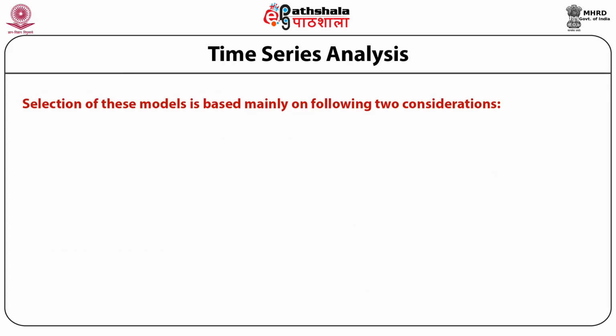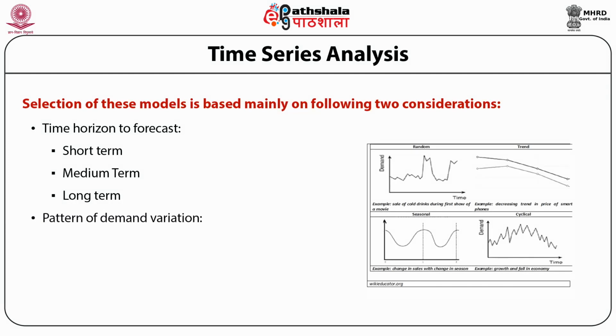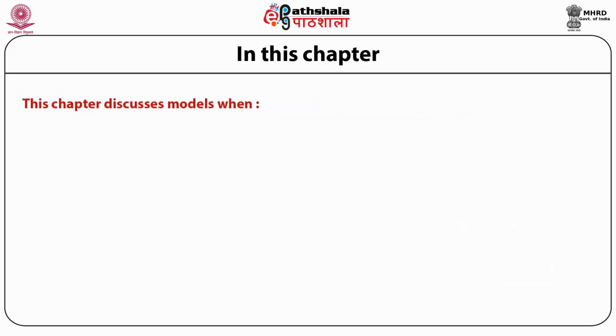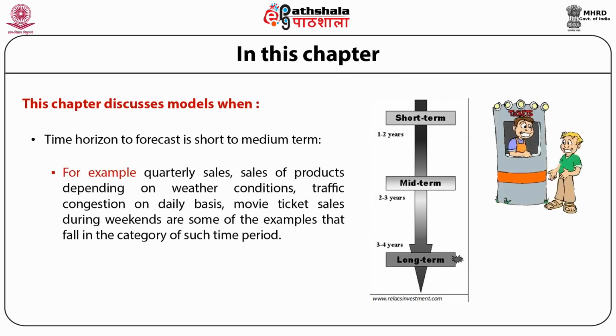Selection of these models is based mainly on following two considerations. Firstly, time horizon to forecast, which can be short term, medium term, or long term. Secondly, pattern of demand variation, which was categorized into four types, that is, demand can vary randomly, trend-wise, seasonally, or cyclically. This chapter discusses models when time horizon to forecast is short to medium term. For example, quarterly sales, sales of products depending on weather conditions, traffic congestion on daily basis, movie ticket sales during weekends are some of the examples that fall in the category of such time period.